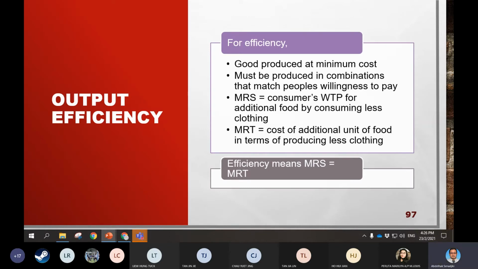So now we talk about output efficiency. For an economy to be efficient, goods must not only be produced at the minimum cost, but also be produced in combinations that match people's willingness to pay for them. Because if people's willingness to pay is very low, there is no point producing those goods at very low cost. Even if you produce it at very low cost, you cannot sell it, or you may sell it at very low prices and not maximize your profit.